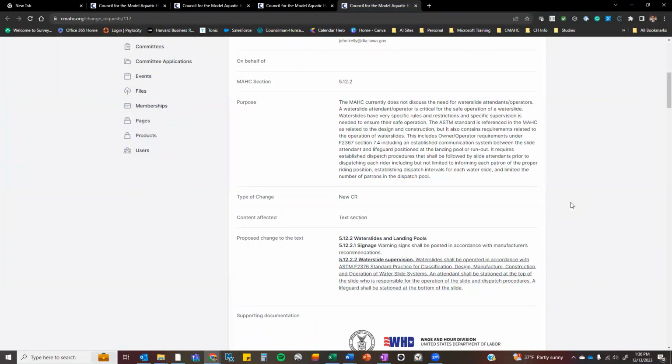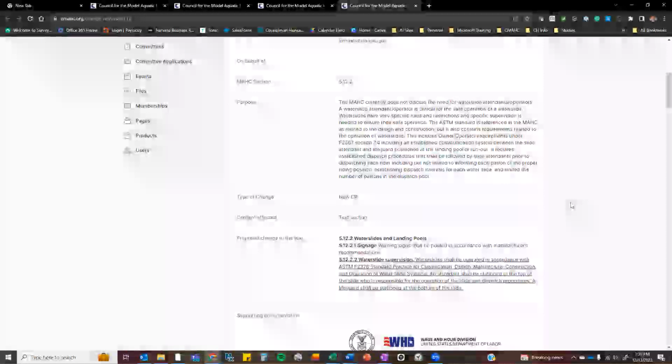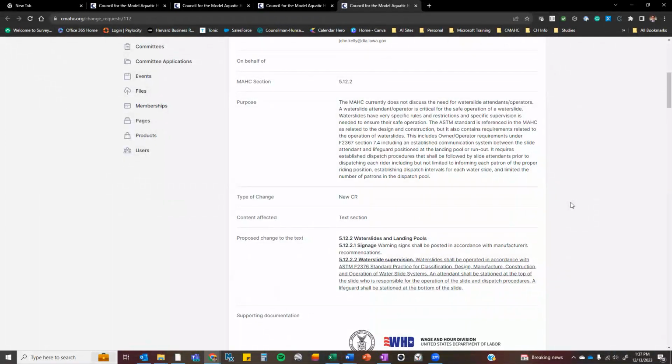And then there are some slides that do not require a dispatch operator at the top. The dispatch is controlled by the lifeguard at the bottom. If you think of some shotgun type slides, those drop slides, oftentimes they don't have a dispatch operator at the top of the slide, but they may control that by the lifeguard who's at the bottom of the slide. So I think there's a little bit of uncertainty there with the way that it's worded.